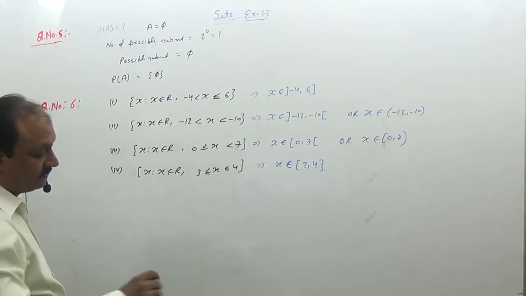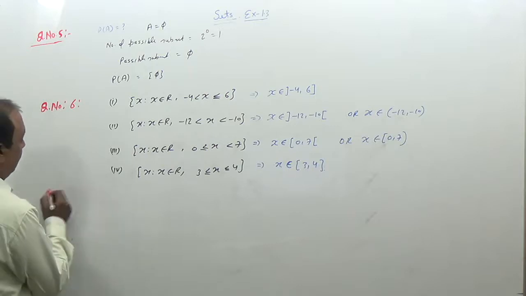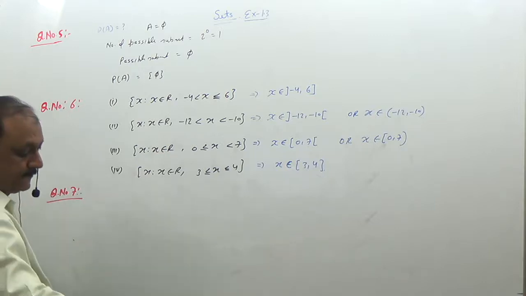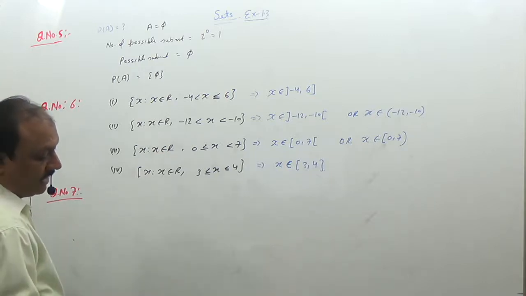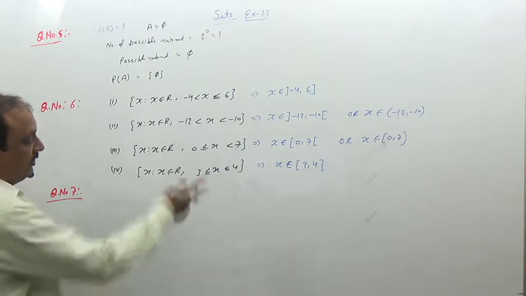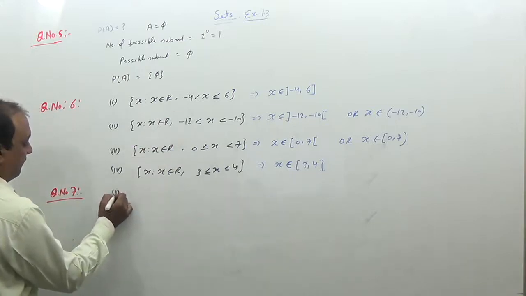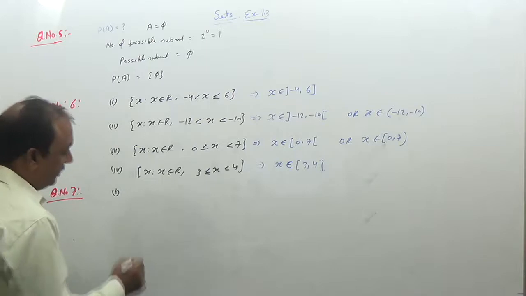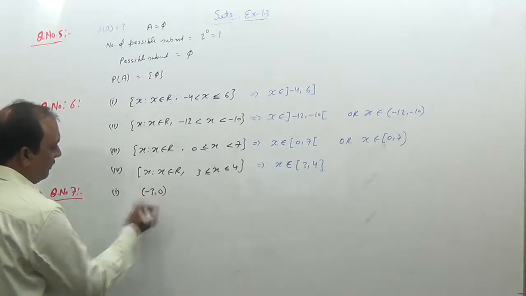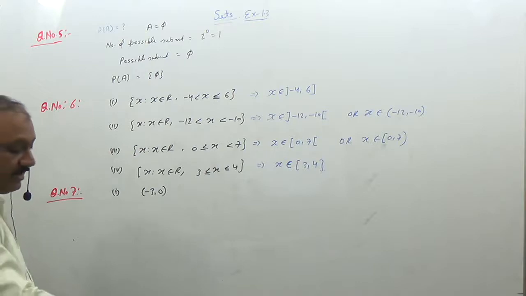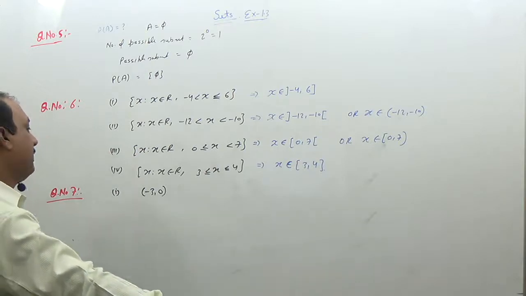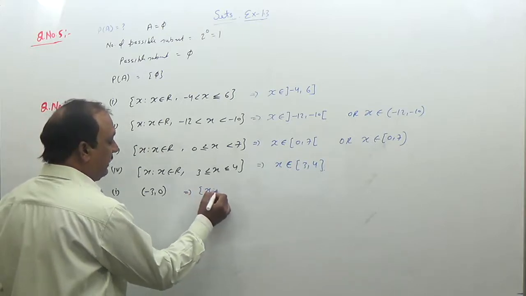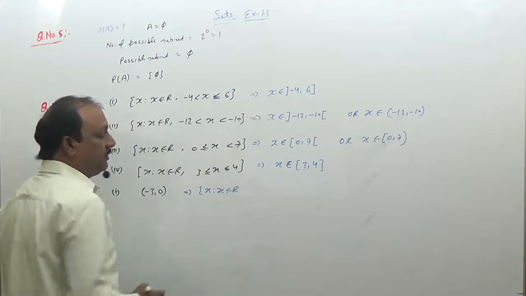Next is question 7. Write the following intervals in the set builder form. So its converse you have to do now in question number 7. Now intervals are given. There is an interval, open interval -3 and 0. And the question is to write this interval in set builder form. So we write it as a set of elements x such that x belongs to R.